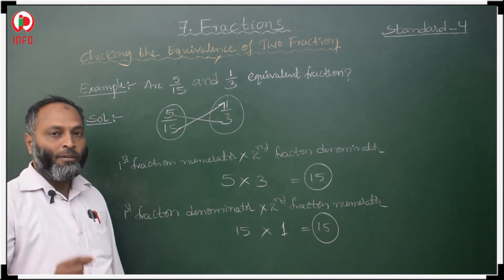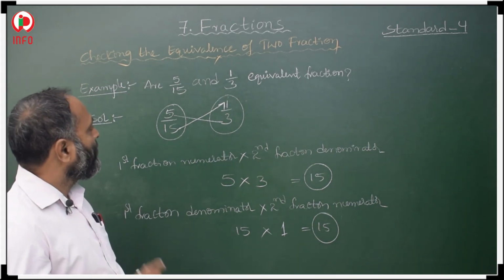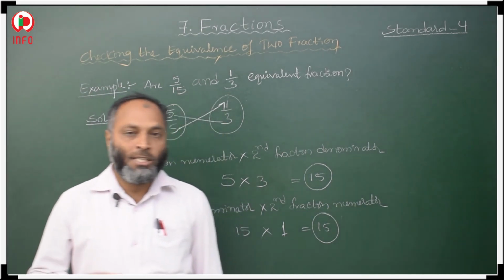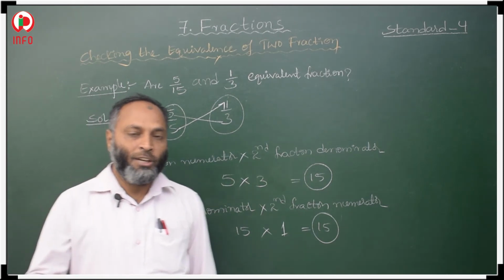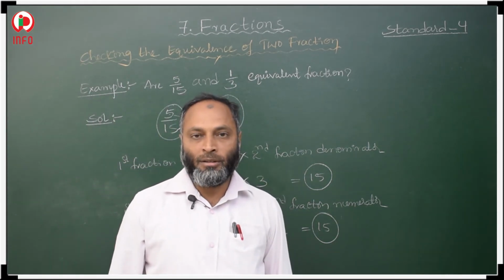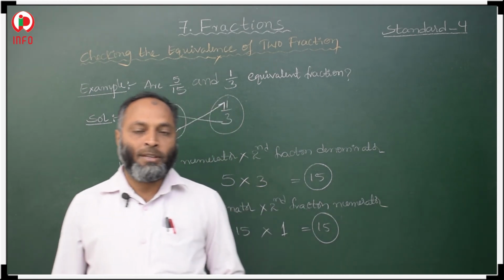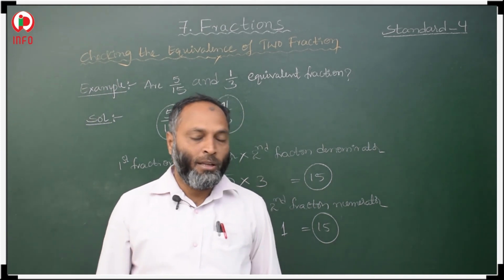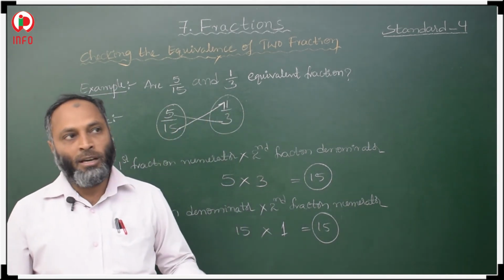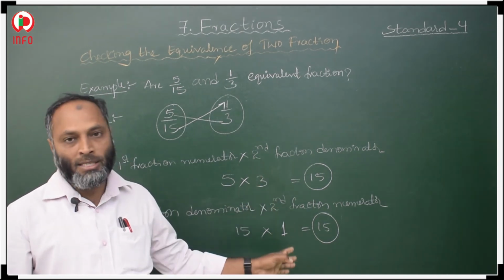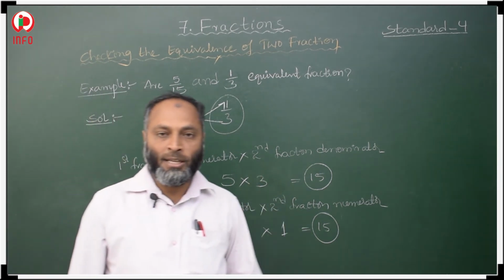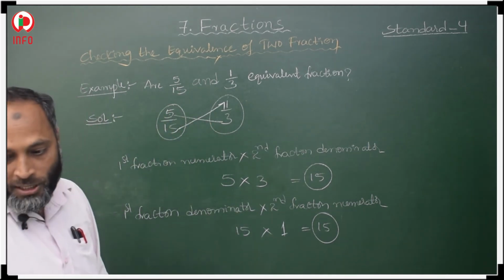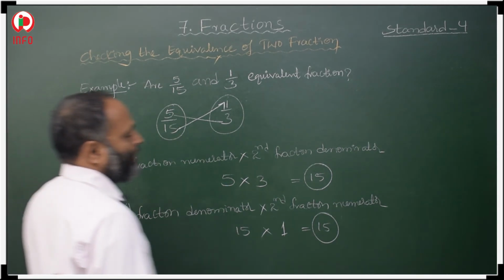So like this we have to check whether the given fractions are equivalent fractions or not. First we multiply the first fraction's numerator with the second fraction's denominator. In the same way, we multiply the first fraction's denominator with the second fraction's numerator, and after that we check. If your products are the same, then they are equivalent fractions, otherwise they are not equivalent fractions. Okay. One more question: 4 by 2 and 7 by 4.